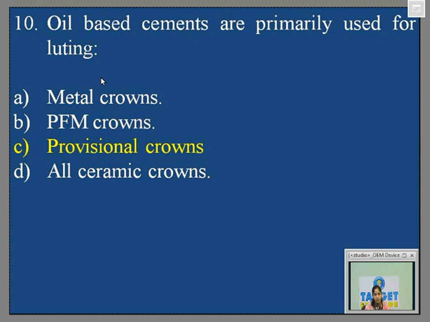I hope you all are writing this down. Metal crowns, PFM crowns, you use your water-based cements, that is your GIC or zinc phosphate. Provisional crowns, you use oil-based cements, that is ZOE-based cements. And all ceramic crowns, again, depending upon what type of ceramic, you can either use conventional GIC, or you can use your self-cure, light-cure GIC, self-cure, light-cure resin cement.